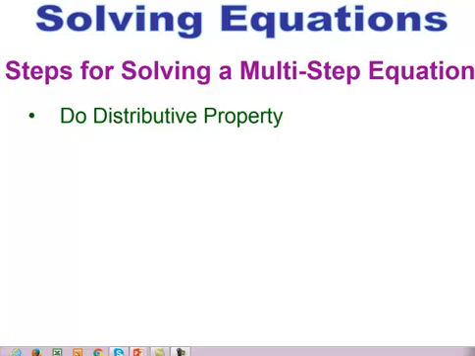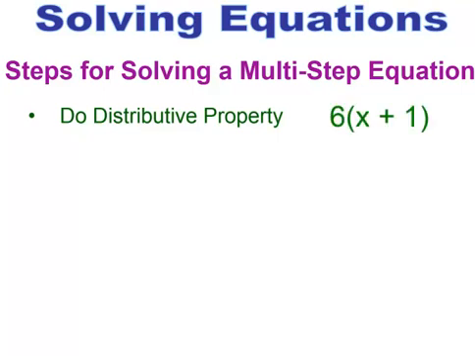Continuing with multi-step equations. When doing multi-step equations, you want to first do the distributive property, and the distributive property will have parentheses in the problem. If there's a number on the outside of parentheses, you will need to take that number and multiply it to everything inside the parentheses to remove the parentheses.